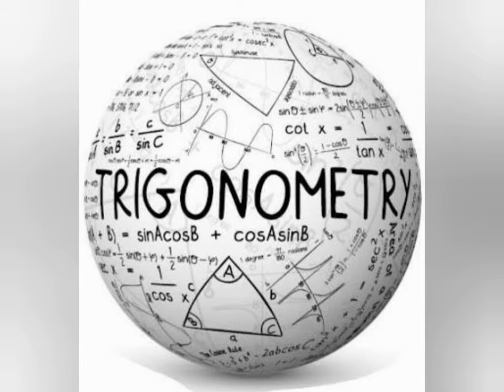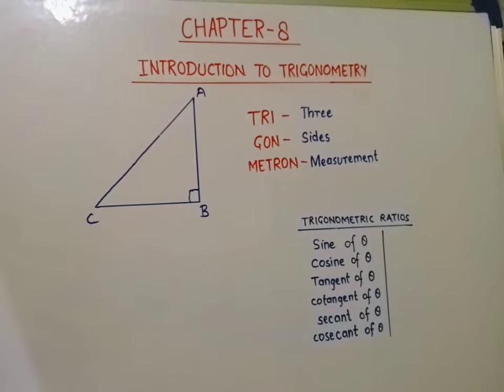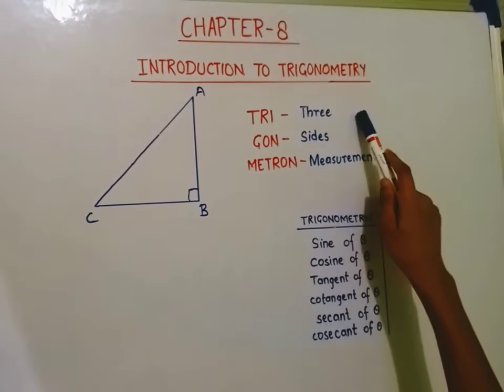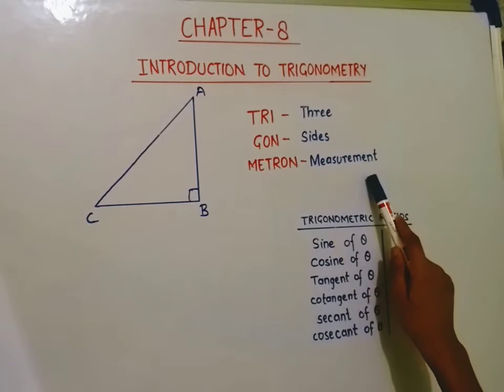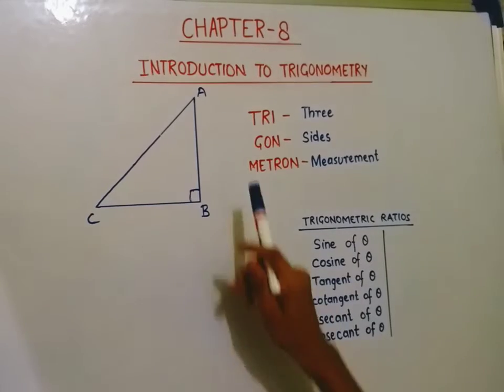So let's start this video. Chapter 8, Introduction to Trigonometry. The word trigonometry is derived from three words, namely tri, gon and metron. Tri means three, gon means sides, and metron means measurement. It means to measure the sides of a triangle.